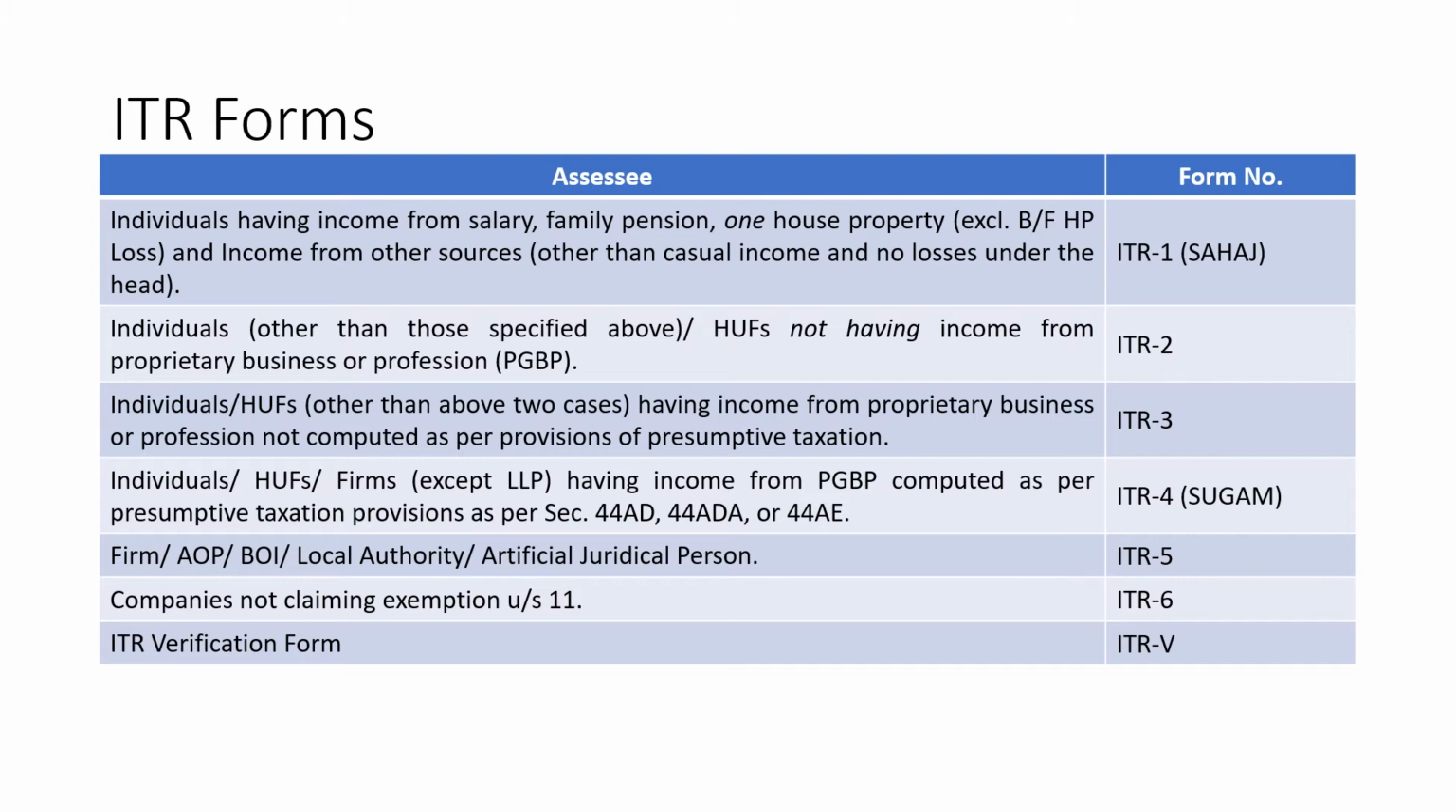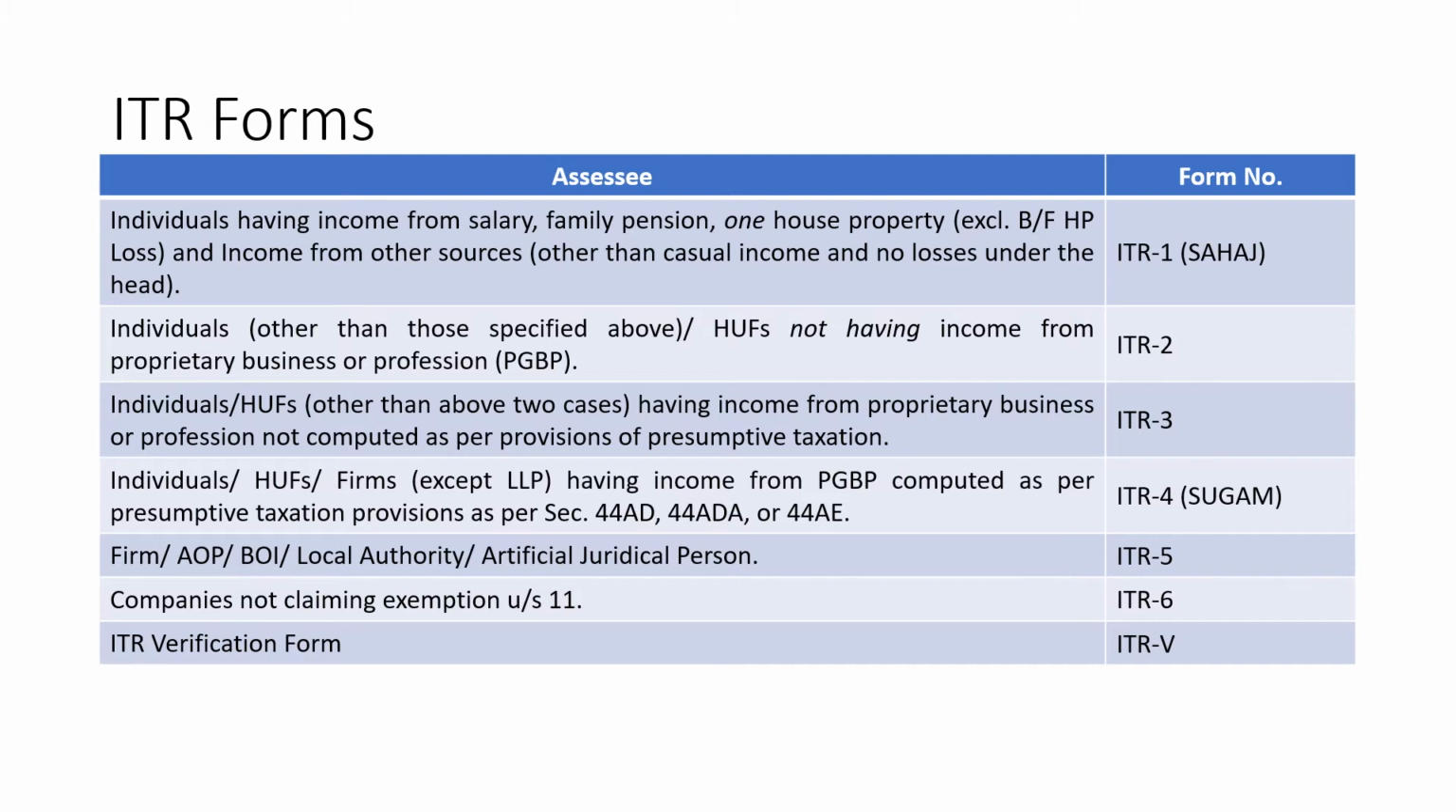Now, what about individuals who are having proprietary business income? For individuals or Hindu undivided families who are not covered by any of the above cases, and those who have proprietary business income or professional income, not those incomes which are subject to presumptive taxation, they can file their returns in form number ITR 3.